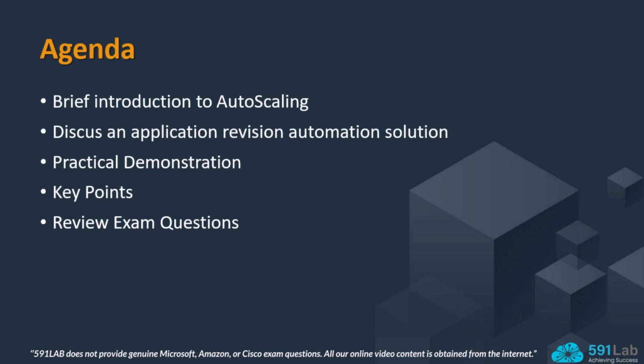Today we have an exciting agenda lined up. First, we'll discuss Auto Scaling, explaining key features and benefits. Then we'll discuss continuous delivery and deployment of applications with and without Auto Scaling in the AWS cloud. After that, we'll do a practical walkthrough in the console to understand how it all works. Once we are done with that, we'll review the key takeaways to ensure comprehension. Finally, we'll wrap up by tackling some exam-style questions together. So let's dive in and get started.